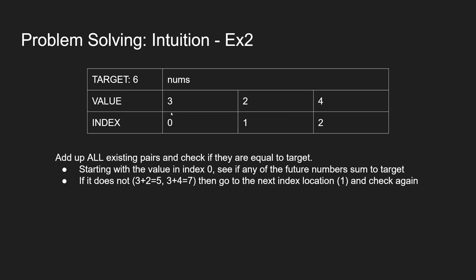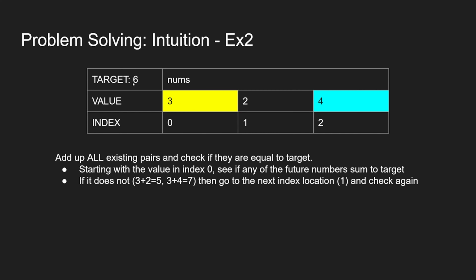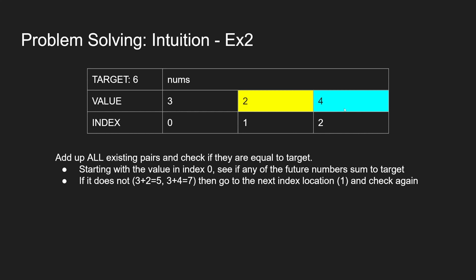In this case, we don't get the answer right away. So 3 plus 2 is 5, not 6. So we move on to the next one. So 3 plus 4 is 7. And then you get 2 plus 4 equals 6. And you get the answers of 1 and 2 for the locations.